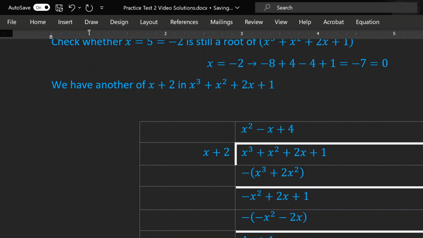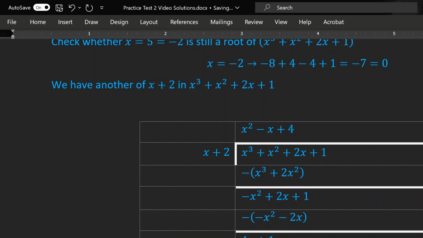x equals 5 or -2 is still a factor, because we could still potentially have up to 2 more factors of it in this leftover part. So we need to check whether it's still a root, or a 0, of that. Okay, so this time when I plug in x equals -2 to this x squared minus x plus 4, I'm going to get 4 plus 2 plus 4. That is going to be 10, which now thankfully is not 0.